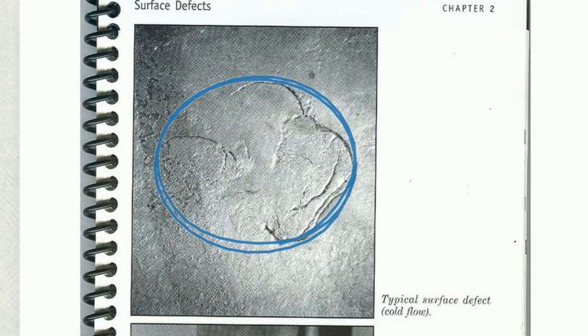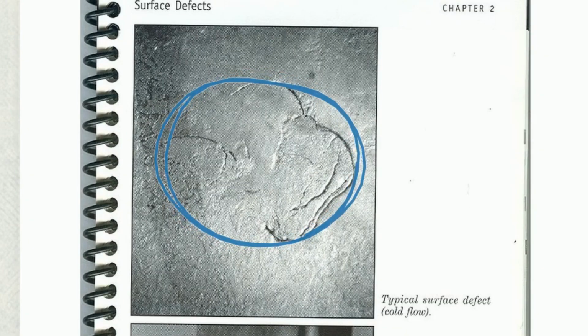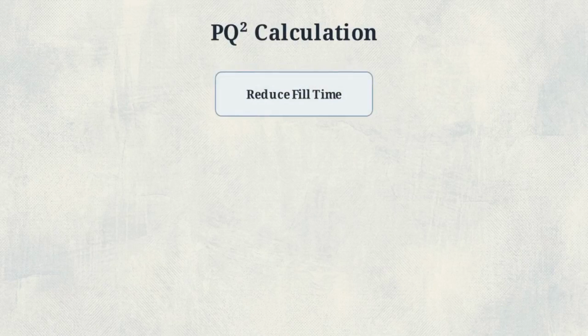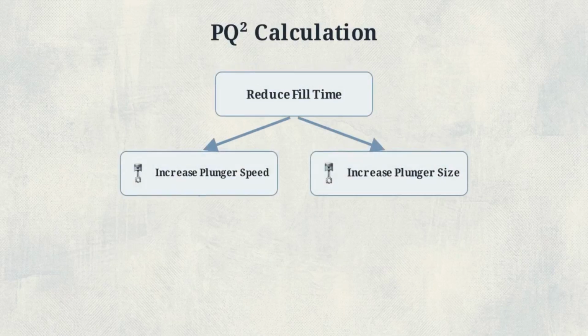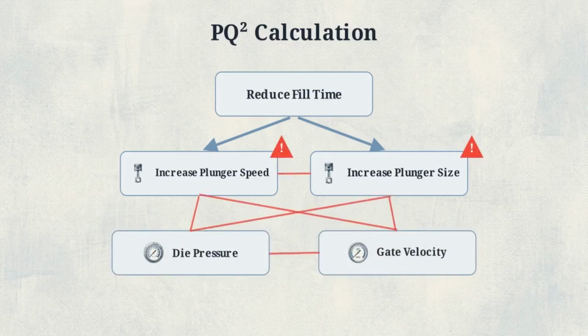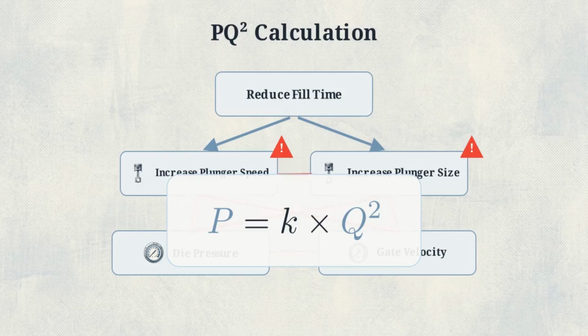This highlights our first defect, cold flow or cold lapse. The leading edge of the metal flow cools too quickly and laps together instead of fusing. To correct it, bring heat back by increasing die temperature, speeding up cycle times, or reducing die spray. Another approach is reducing the fill time. However, increasing plunger speed or size mechanically affects your entire die casting system. You must run your PQ squared calculations before making these adjustments to avoid causing new problems elsewhere.